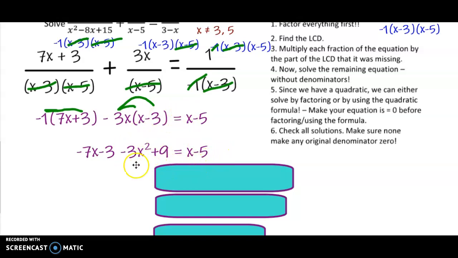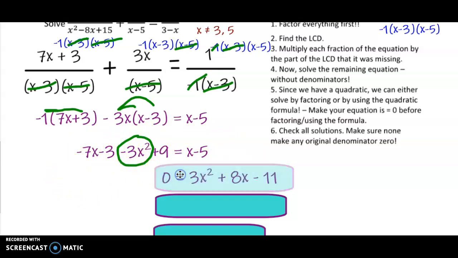Now, because I have a quadratic term right here, that tells me that I need to set everything equal to 0 so that I can either use the quadratic formula or factoring. I suggest always keeping your x squared term positive. That makes factoring so much easier. So I'm going to move everything on the left side of this equation over to the right. When I do that, I end up with a positive 3x squared plus 8x minus 11.